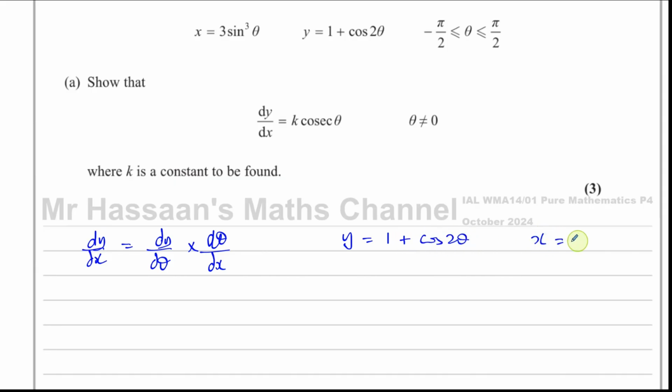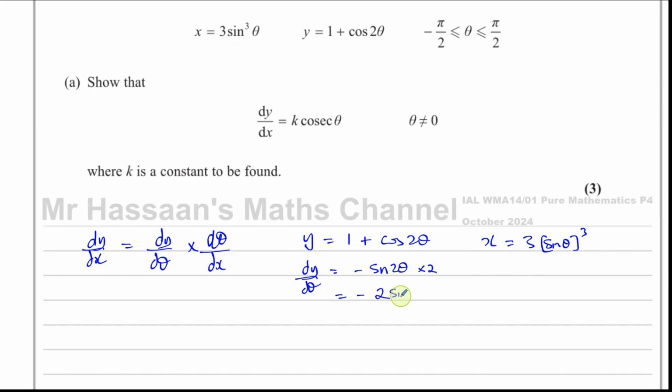And we have x equals 3 times sine cubed theta. Now I'm going to write this as sine of theta cubed. That'll make it easier for us to understand what's going to happen next. Now for y, we find dy d theta. 1 becomes 0. The cosine of something becomes the minus sine of the same thing. Then we multiply by the differential of what's inside the function. So we multiply by 2. So you end up with minus 2 sine of 2 theta. That's using the chain rule.